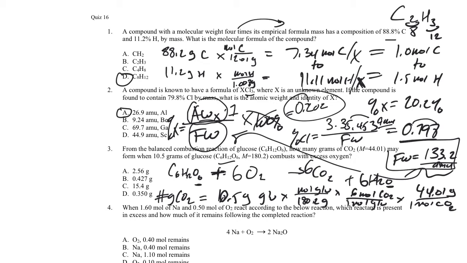So if we do this, 10.5 divided by 180.2, then we have 0.05826 moles of glucose present. We produce 6 times that in CO2, so we make about 0.35 moles of CO2, and 0.35 moles of CO2 would be about a little over a third, so 15.4 grams is what we end up with here for this one.